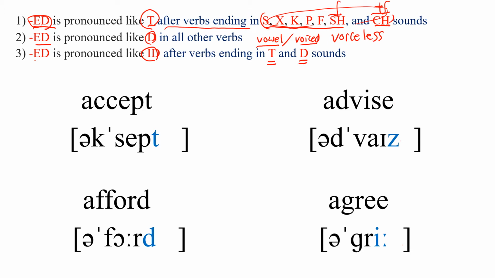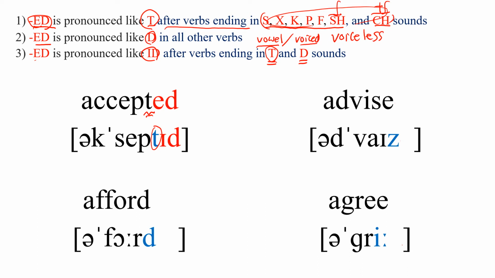So let's look at the first verb, which is accept. First of all, this is a consonant. We just put ED like this, and this is a T sound, one of them, right? So when you put ED on accept, it sounds like accepted.